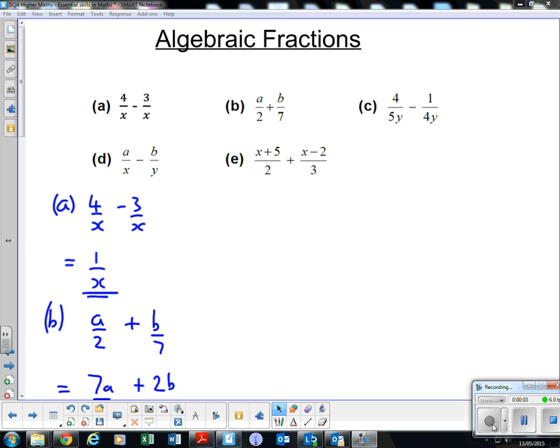Heinemann Higher Maths, Essential Skills. This is exercise 6, algebraic fractions. A little bit nicer than completing the square, which was exercise 5. Let's have a look at them.